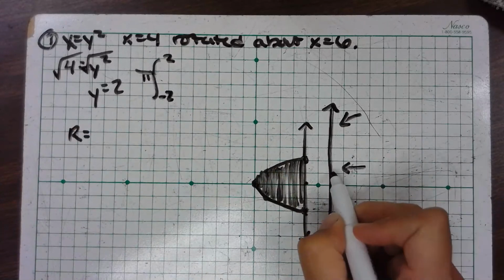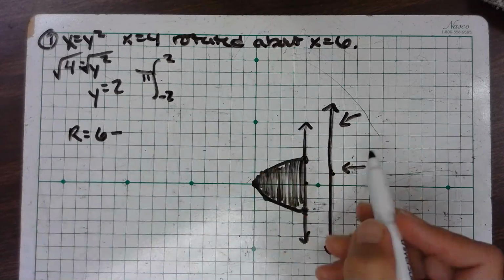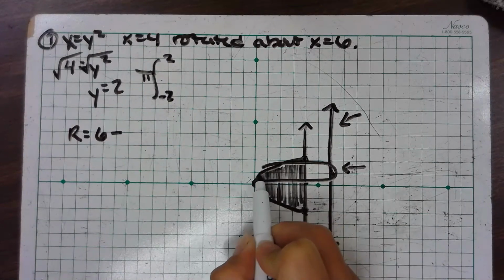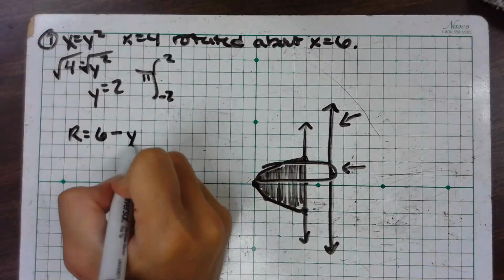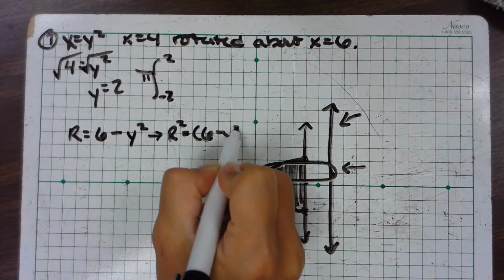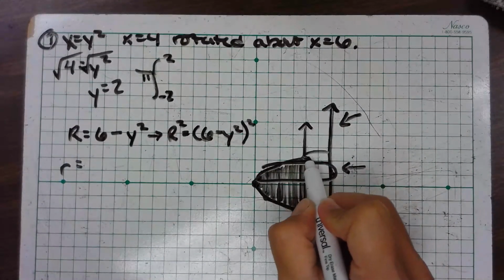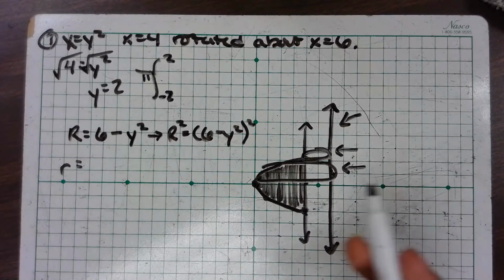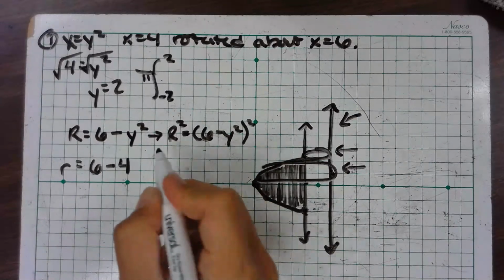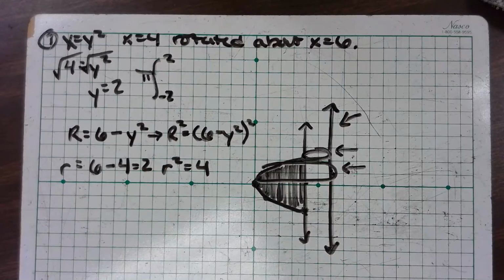Big R, think about going right to left. I actually hit the axis of rotation first, which is 6, minus, and the big axis, I'm hitting the equation y squared. So when I do R squared, it's just going to be 6 minus y squared, squared. All right, little r is this right here. Basically, I hit the axis of rotation, which is 6, minus, and then I hit this line, x equals 4. So really, that equals 2. So little r squared is just going to be 4.